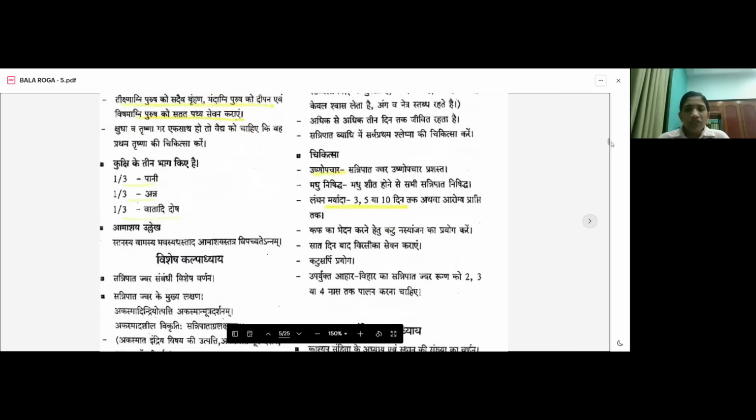And coming to the chikitsa of this Sannipata Jwara, Ushnodaka is recommended here, and also Madhu is prohibited. Madhu is ushna in potency, so it is not recommended in Sannipata Jwara. And Langhana is advised for 3, 5 or 10 days, until the person acquires healthy nature. Okay.